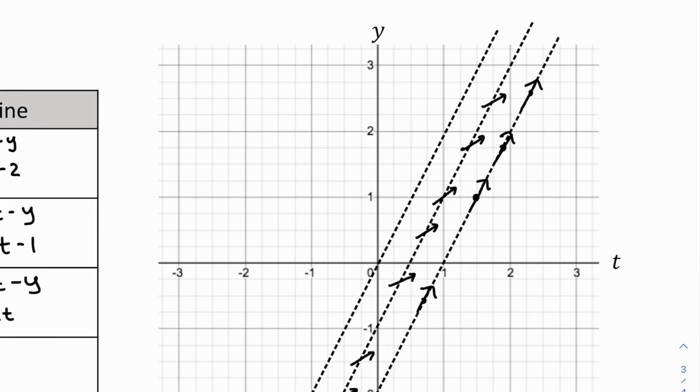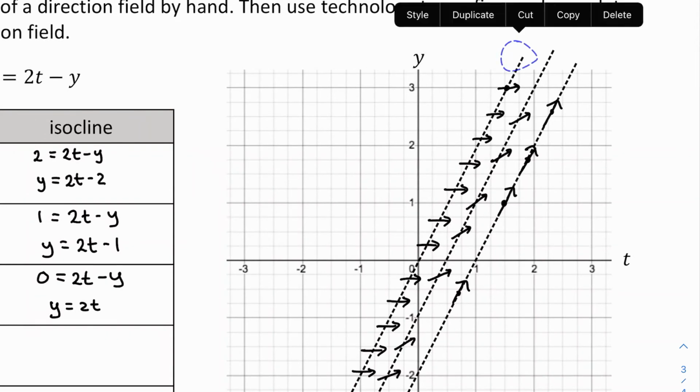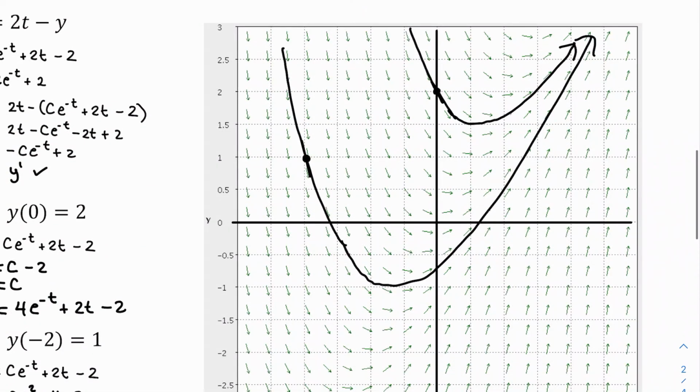And every single point on this isocline, the solution that goes through that isocline will do so horizontally. So you get all these horizontal transitions through this isocline. Copy that and move it up to this image. Notice how every single green little direction arrow flattens out as it goes through that line.